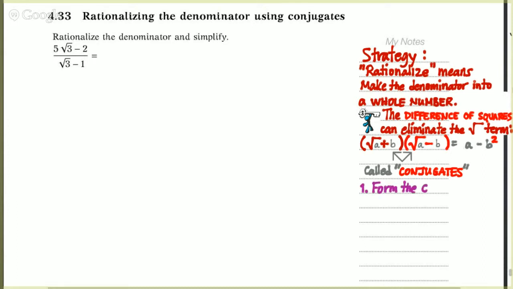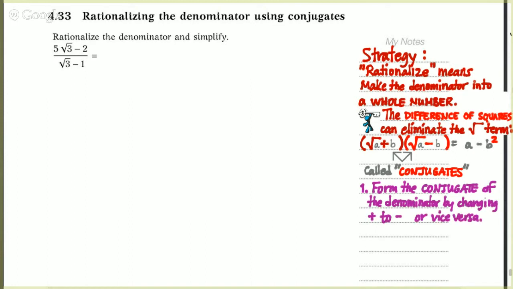So our technique, if I want to rationalize the denominator, if I want to rewrite this fraction so its denominator becomes a whole number, is I want to first take that denominator and form its conjugate. And just like in the difference of squares, the relationship between its 2 factors, the conjugate of that expression is just going to be the expression we get by replacing addition by subtraction or vice versa.